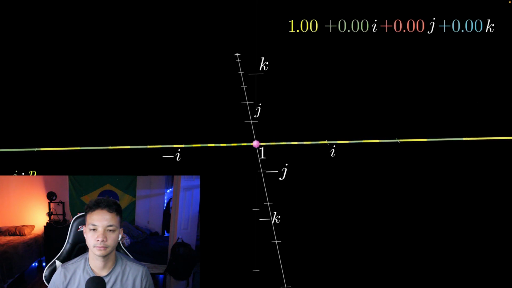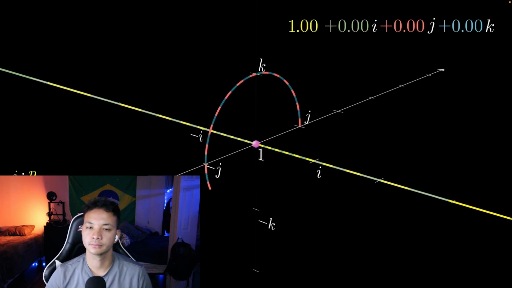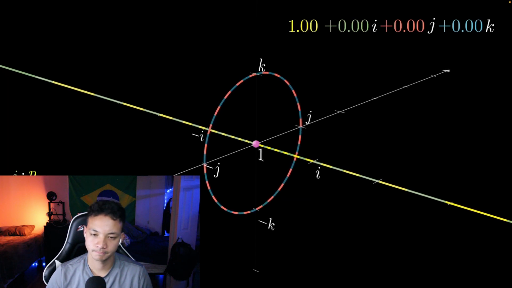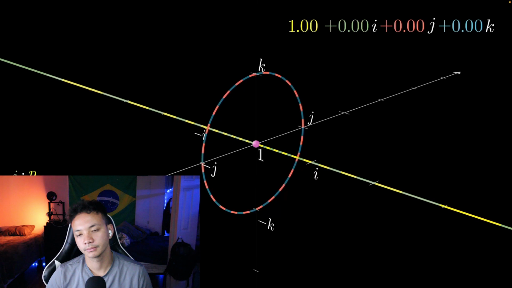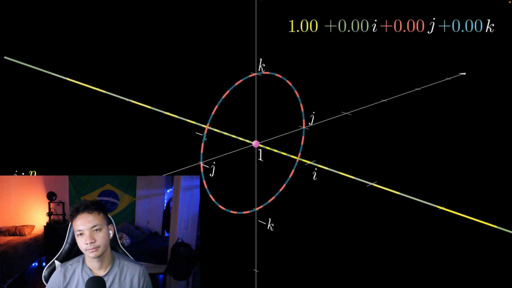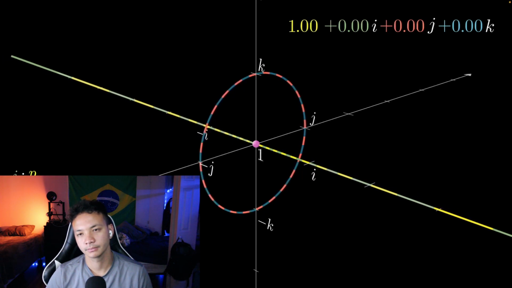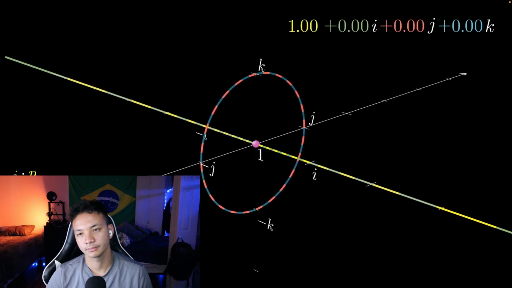Now look at the circle passing through j and k, which is in a sense perpendicular to the circle passing through 1 and i. Now it might feel weird to talk about two circles being perpendicular to each other, especially when they have the same center, the same radius, and they don't touch each other at all, but nothing could be more natural in 4 dimensions.